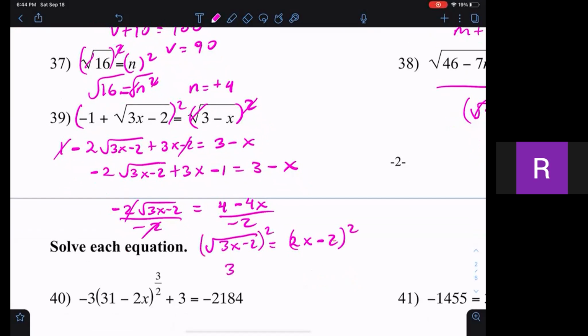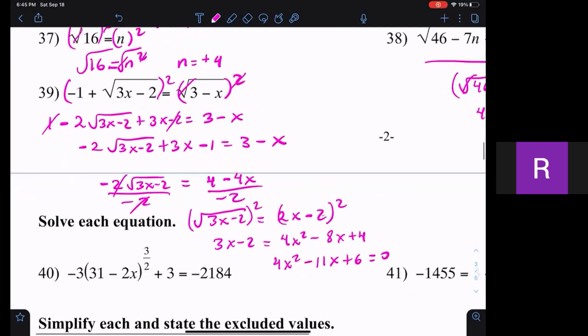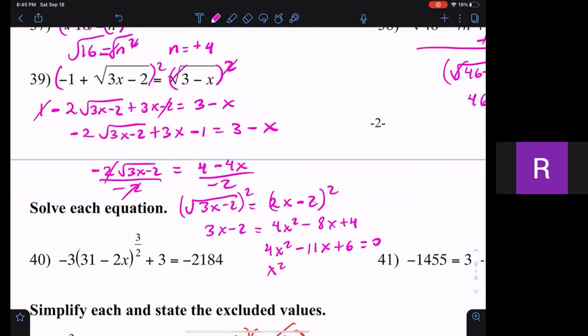So this is going to be 3x minus 2 equals 4x squared minus 11x plus 6 equals 0, right? Because if I add 2 on both sides. So this is going to be x squared minus 11x plus 24 equals 0. x minus 8, x minus 3 equals 0, right?